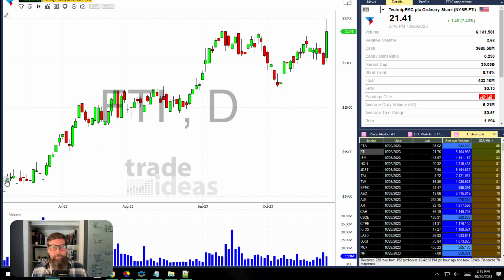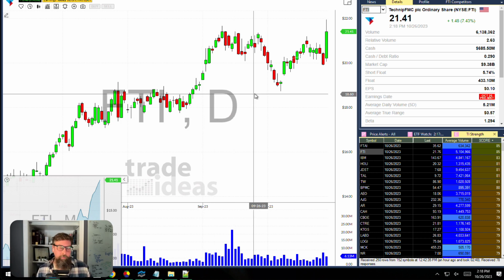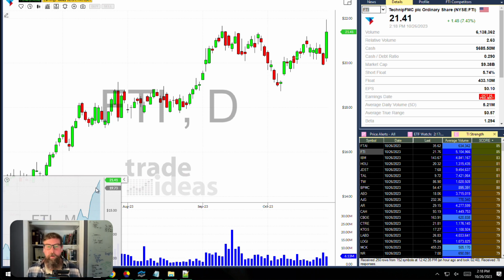If we zoom out here, we have this thing at Trade Ideas called picture-in-picture charts. So this chart on the bottom is a monthly chart. This chart on the top is a daily chart. So I can see the long-term trend while I'm looking at the short-term trend. You can see the long-term trend is very strong in this FTI, and the short-term trend is very strong.